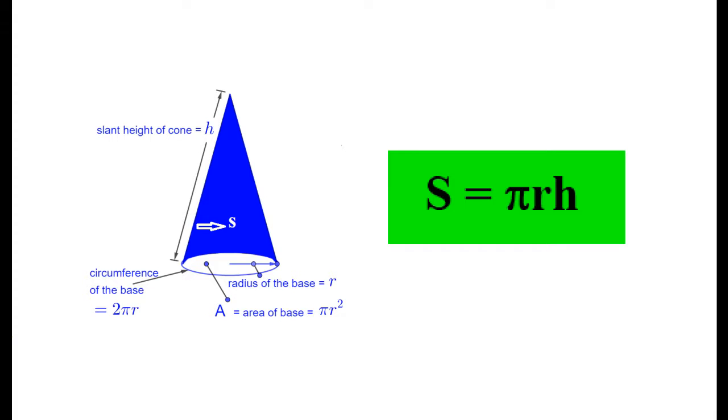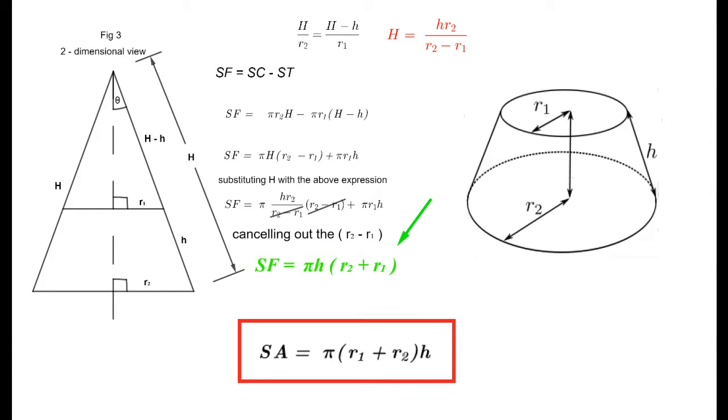One way of expressing the surface area of a cone is to say it is pi times the radius of the base, which is usually called r, times the slant height, which is usually called h. So the surface area of a cone is often written as equal to pi r h. One way of expressing the surface area of a frustum is to say it is pi times the slant height times the sum of the radius of both ends. So the surface area of a frustum is often written as pi times, in brackets, r1 plus r2 times h.